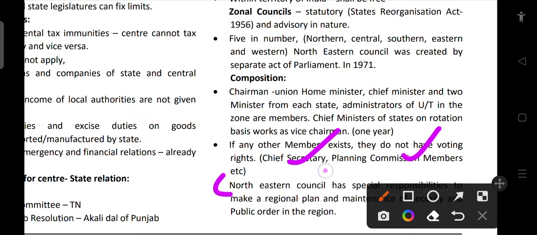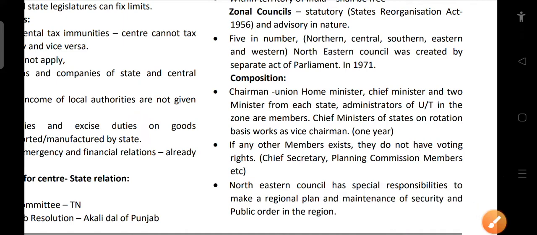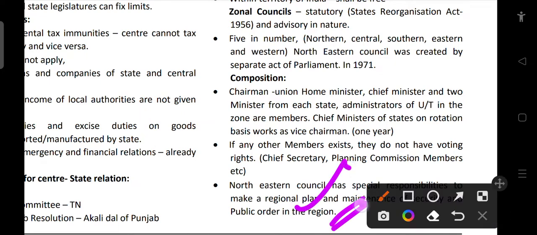Then in case of the North Eastern Council, it has the separate special responsibility to make regional plans and maintain security and public order in the region. So that's all in the interstate relations part.